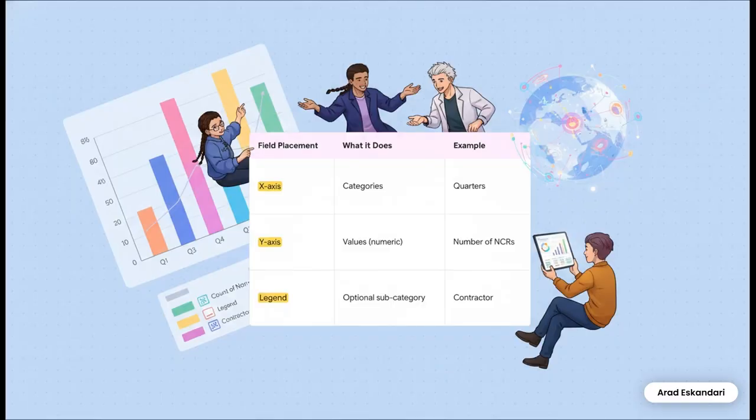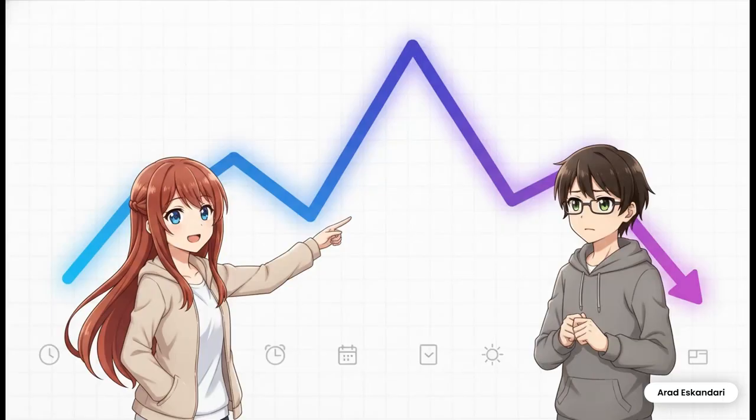It's a simple recipe. Your categories, like your quarters, you just pop those on the x-axis. The numbers you're measuring, like the count of non-conformance reports, those go on the y-axis. And hey, if you want to break it down even further, maybe by contractor, that's what the legend is for. Simple, right?